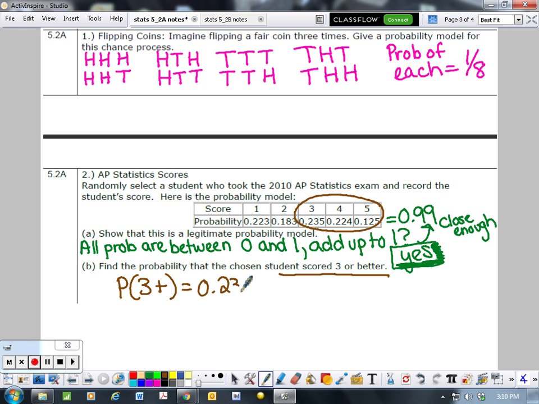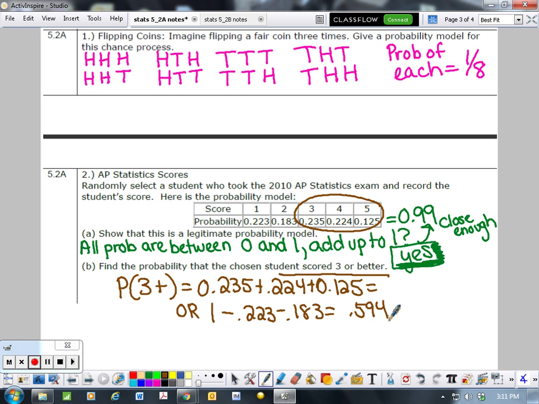So I'd add up the 0.235, the 0.224, and the 0.125. Or I can use the complement idea. I could do 1 minus what I don't want, 1 minus 0.223 minus 0.183, and that should tell me the same answer. So we can use this idea of complement to help make our computation just a little bit easier. 1 minus 0.223 minus 0.183. So here I got 0.594.